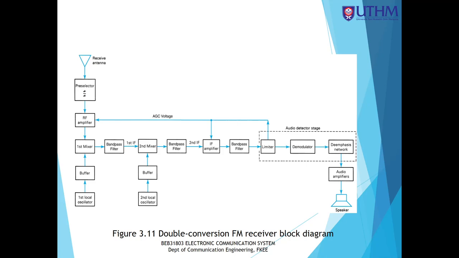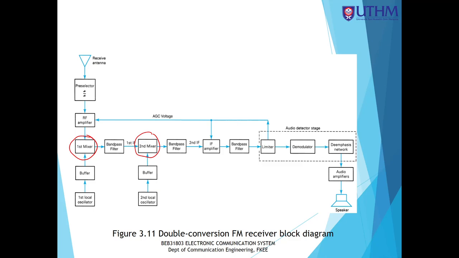When we do the demodulation process, we do not go directly from a radio frequency to the modulating signal frequency, because the difference is too big. So what we need to do is change it into an intermediate frequency first, and then we do the demodulation process. So in FM, in the practical system, we have double conversions, which means we down convert two times. The first down convert is here, and then the second down convert is here.